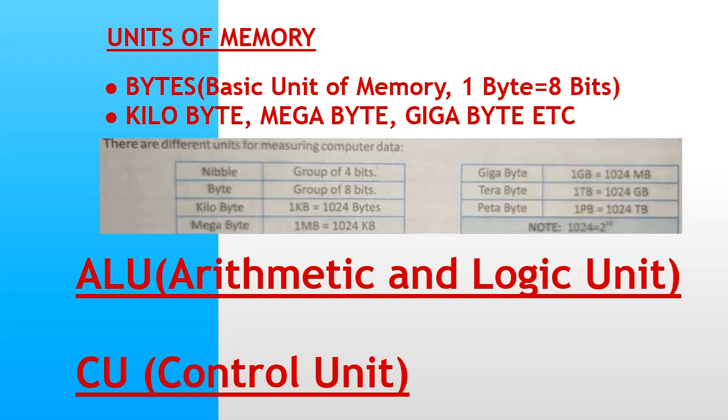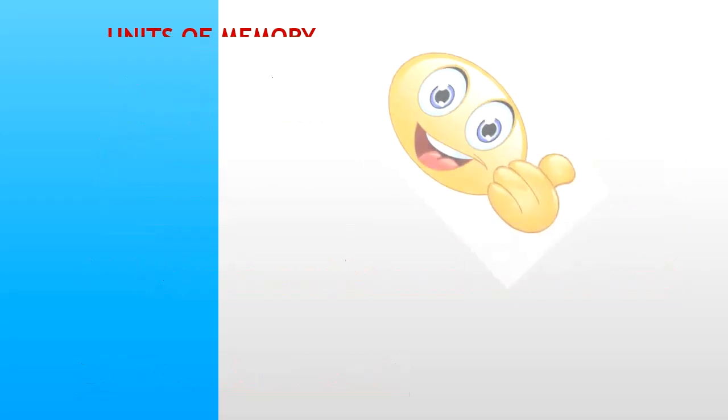The control unit extracts the instructions from the memory, decodes them and sends the necessary signals to the ALU to perform the required operation. It is also called the central nervous system of a computer system, as it manages all other units. That's all for today.